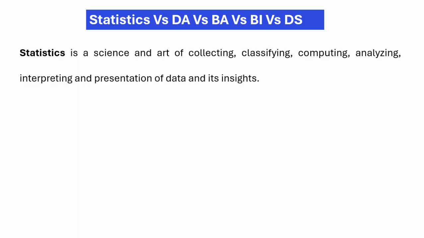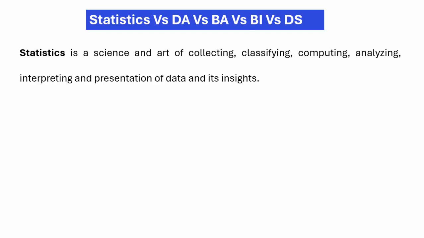Statistics is a science and art of collecting, classifying, computing, analyzing, interpreting and presenting data and its insights. Here you see it is a science and also an art. Through statistical knowledge, we know how to collect data, where to collect it, and from whom. Then we classify the data, whether it is categorical, ordinal, binary, interval scale or ratio scale, whatever.